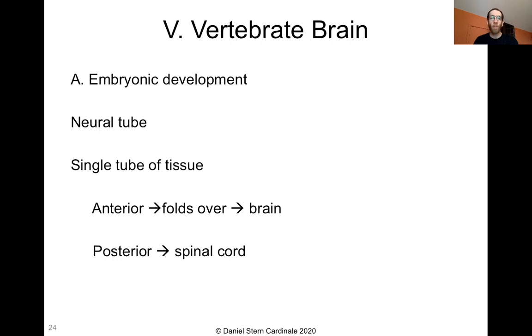So starting with embryonic development, remember, the brain develops from that neural tube that forms during neurulation that we talked about during development 2. So that's a single tube of tissue. The anterior end folds over, as I've shown you already today. I'm not gonna pull out the sleeve again, but you've seen that already. So that anterior end folds over, the part that folds becomes the brain, the rest of that neural tube remains as a single tube, and that becomes the spinal cord.